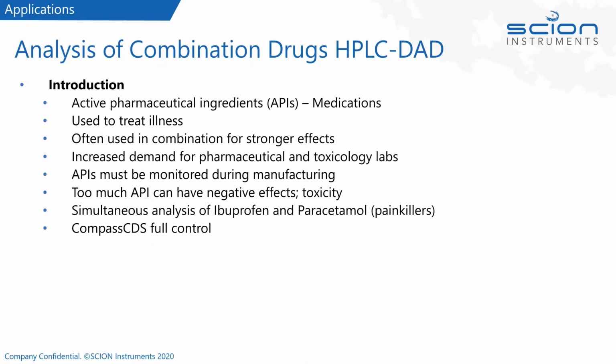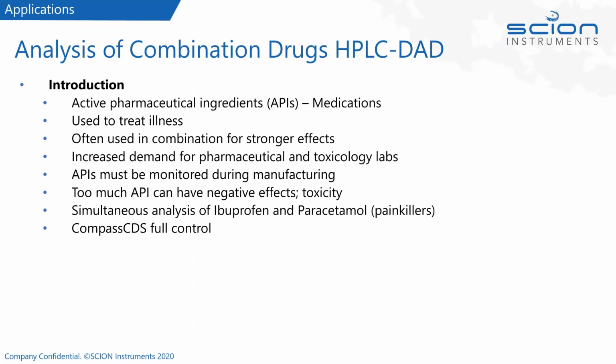So this application of being able to detect more than one API is an increased demand for pharmaceutical and toxicology laboratories. Obviously for pharmaceuticals, we need to know that the level of active ingredients are not going to be critical to the end user. And alternatively, in a toxicology laboratory, we need to know if the combination of the APIs have had an effect on the individual, which has caused severe illness, or in most cases, in a toxicology laboratory, they can cause death.